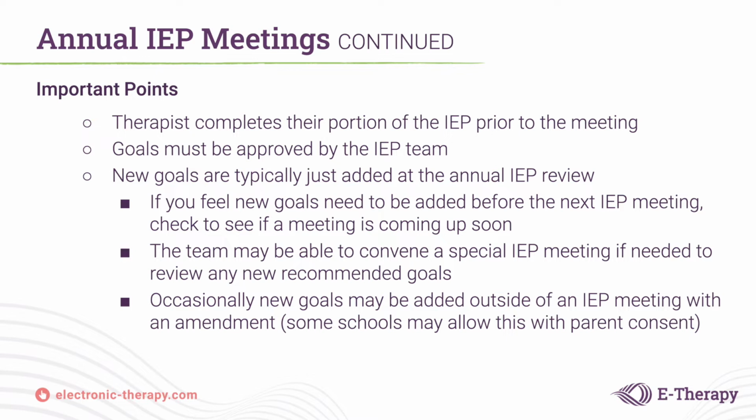So, if there's an online system that you have access to for that school, then you would likely be going into that system, completing your present levels, mentioning your observations of the student, their current strengths and weaknesses, progress toward previous goals, and recommended new goals. And the goals must be approved by the IEP team.